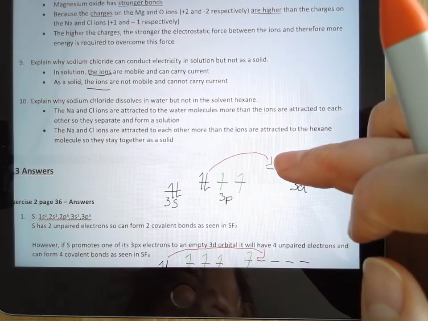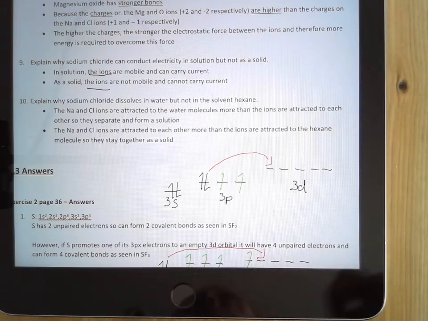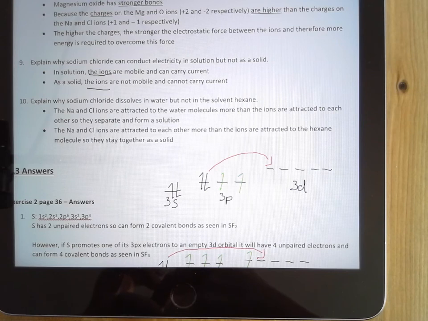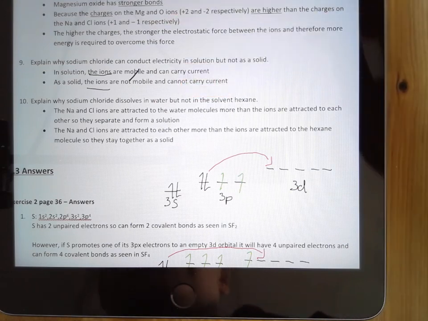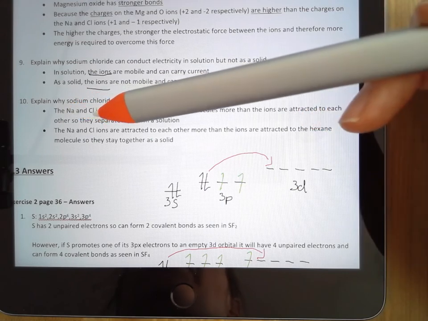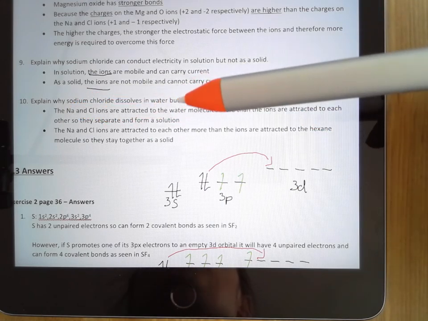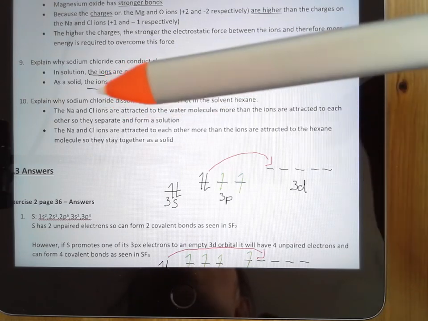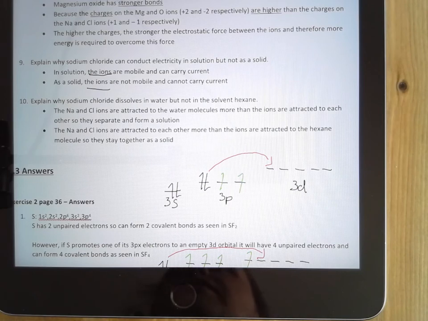And the last one, why does sodium chloride dissolve in water but not in hexane? We said in order for something to dissolve, there needs to be a strong attraction between that ionic compound and the solvent that it is dissolving in. So I've got sodium chloride dissolving in water. That tells me that there's a strong attraction between the sodium and chloride ions and the water molecules themselves. That attraction is so strong between the water and the ions that it can overcome the attraction that exists between the ions themselves and actually pull those ions apart.